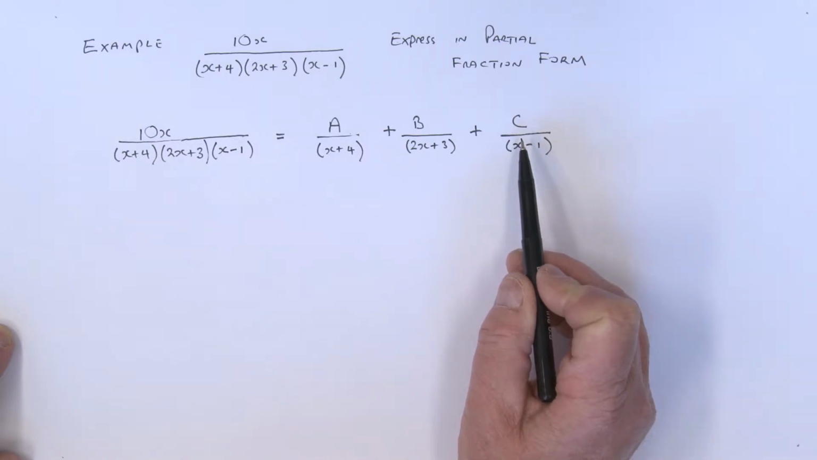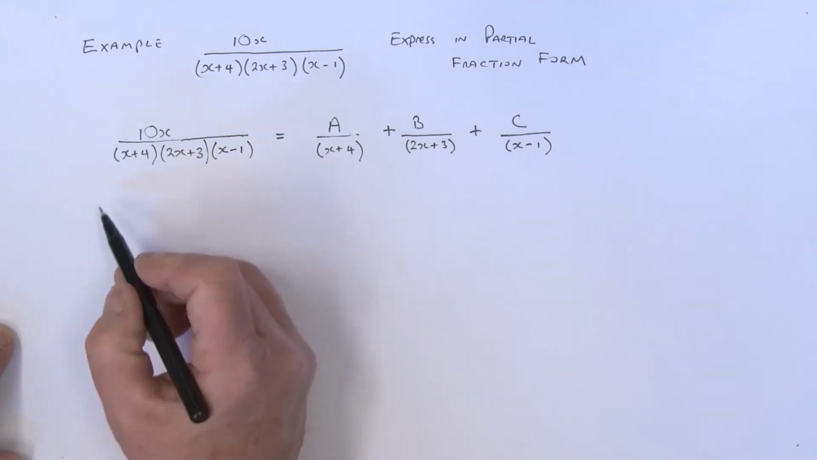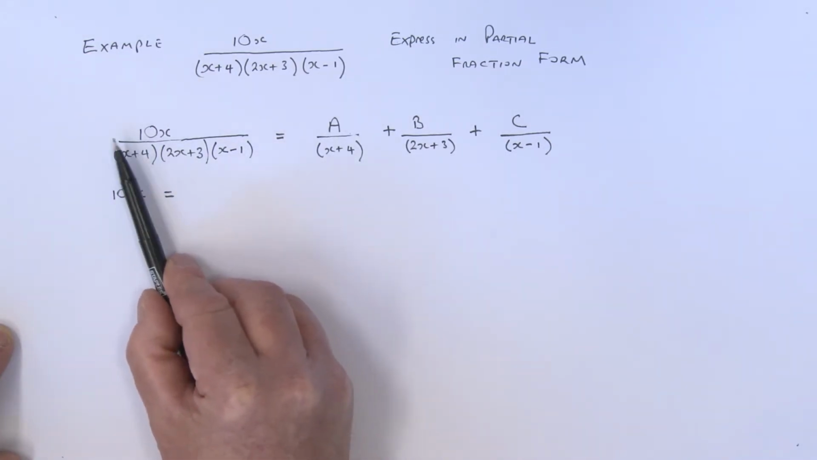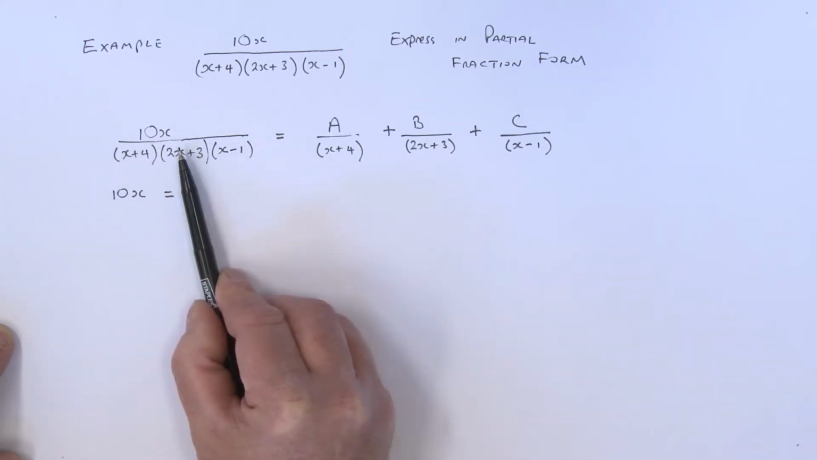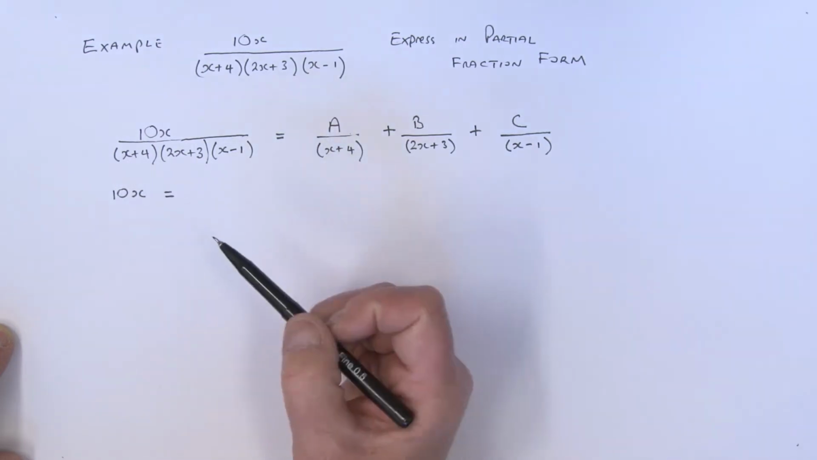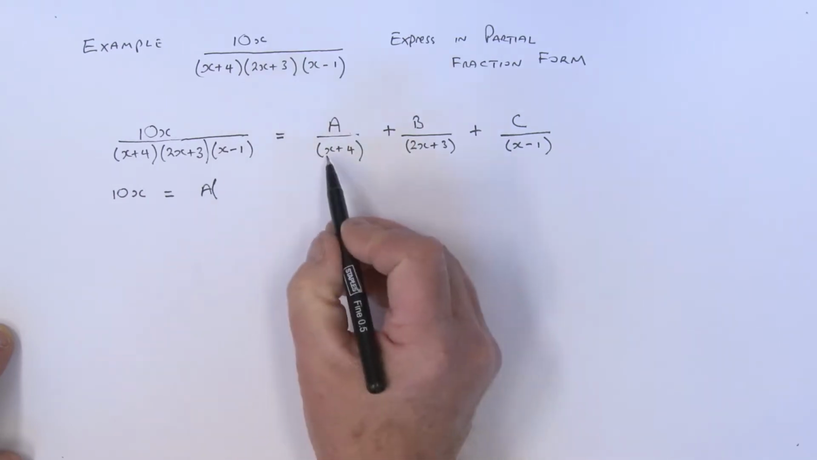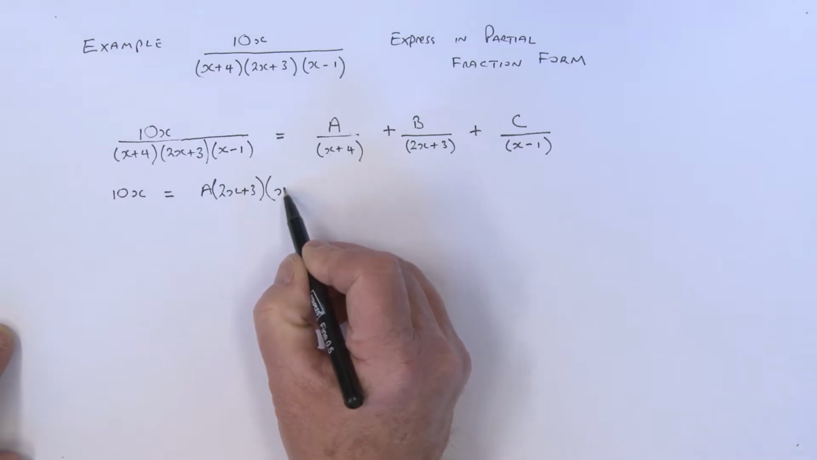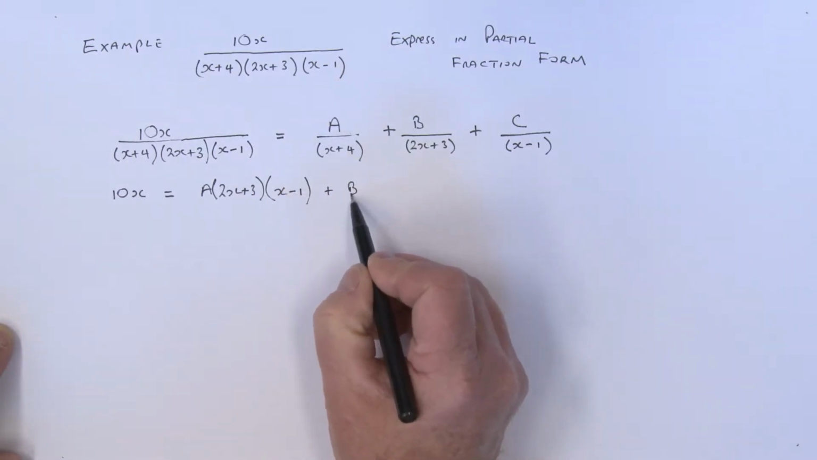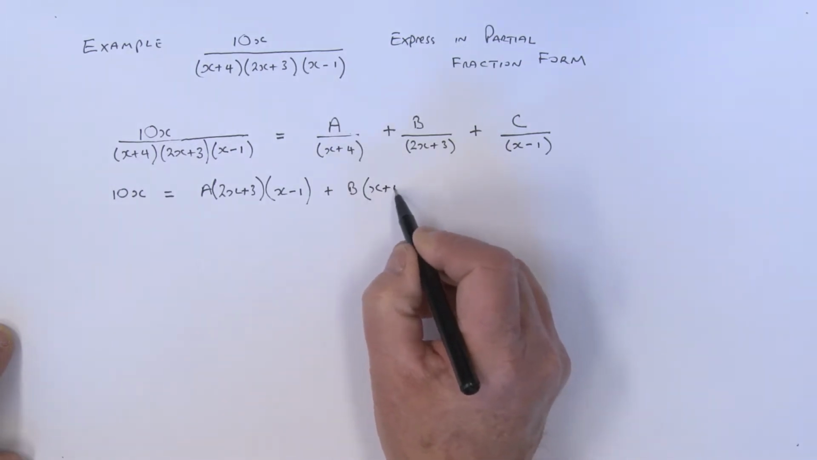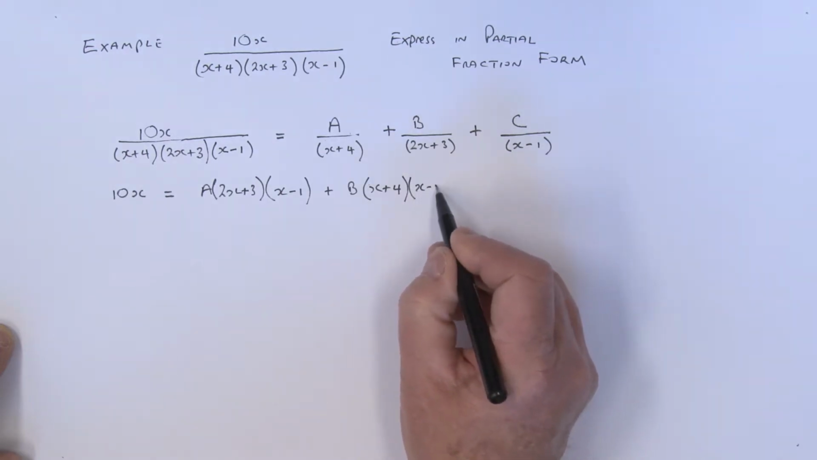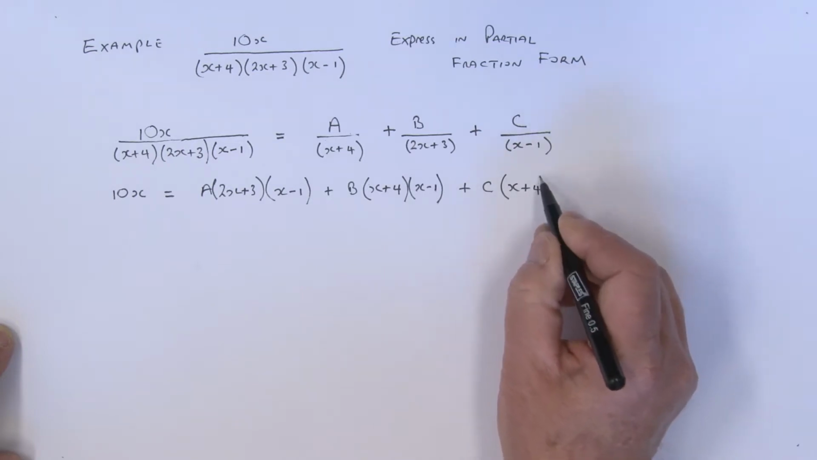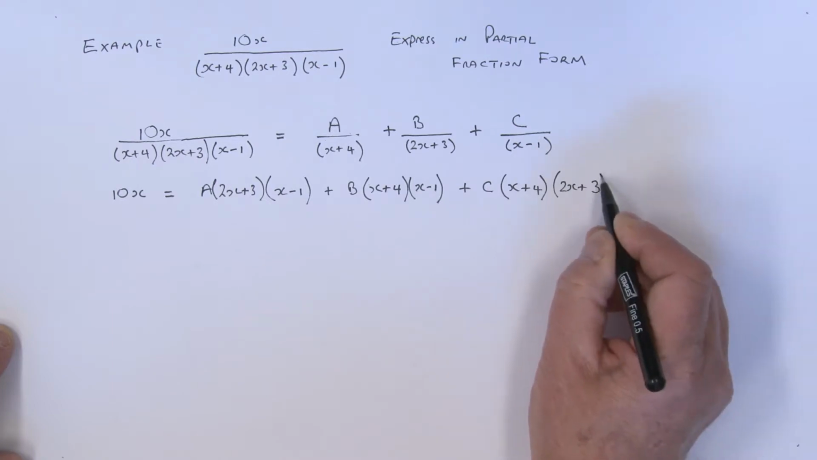All right, so let's see if we can work with this a little bit. Looking at this, we have 10x is going to be equal to, all right? What are we doing here? We're going to multiply both sides by what is in the denominator. So we're left with 10x on this side. Over this side, we're going to have an a multiplied by 2x plus 3 times the x minus 1, plus b multiplied by the x plus 4 multiplied by the x minus 1, and then plus c, which is multiplied by the x plus 4 and the 2x plus 3. All right, so that's what we've got.